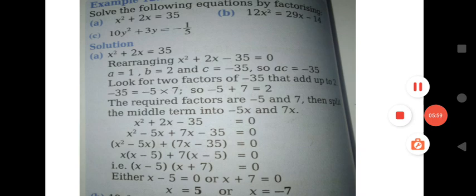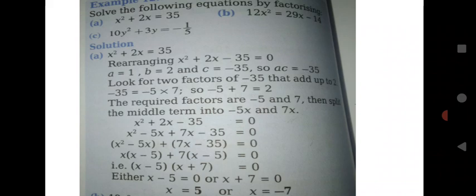When you are done with that, you split the middle term into minus 5x and 7x. This is what I mean. The plus 2x becomes minus 5x plus 7x. So the overall equation becomes x squared minus 5x plus 7x minus 35 equals 0. You now divide them into two brackets: x squared minus 5x in one bracket, 7x minus 35 in the other bracket.